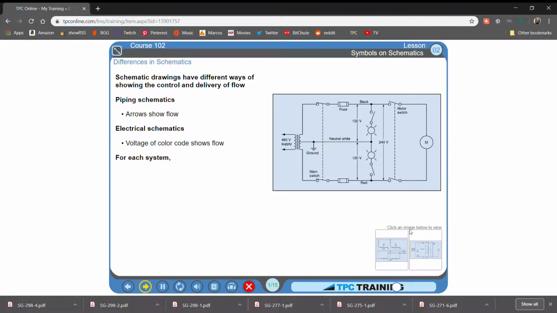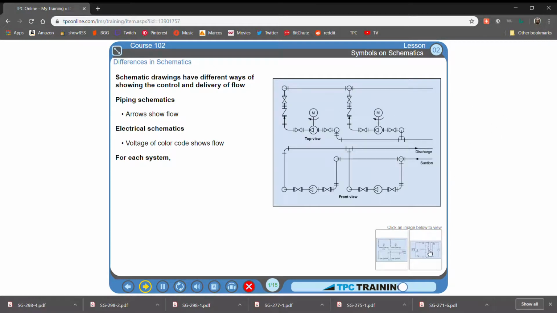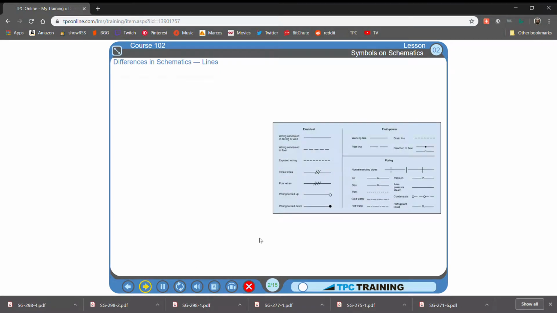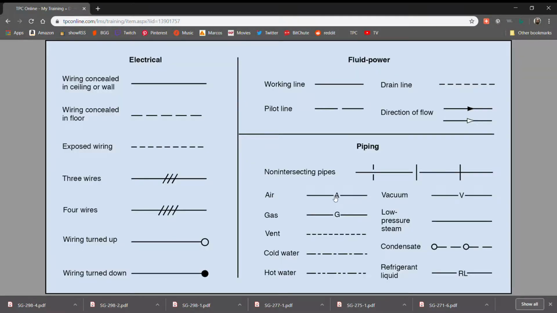Is it an electrical circuit, a fluid power system, or a piping system? When you read various schematics, the lines have different meanings, and the symbols may stand for different things. Lines on a schematic show the connections between the devices in a system. But the meaning of certain lines depends on the kind of system the schematic shows.